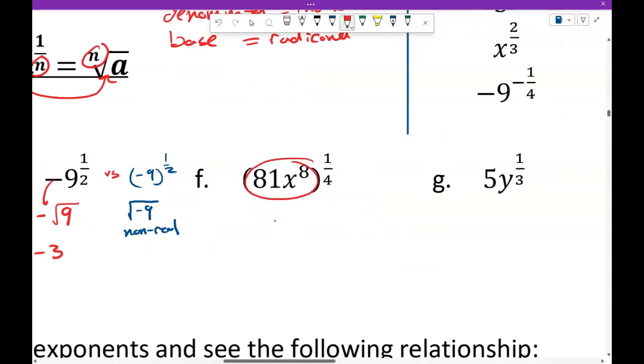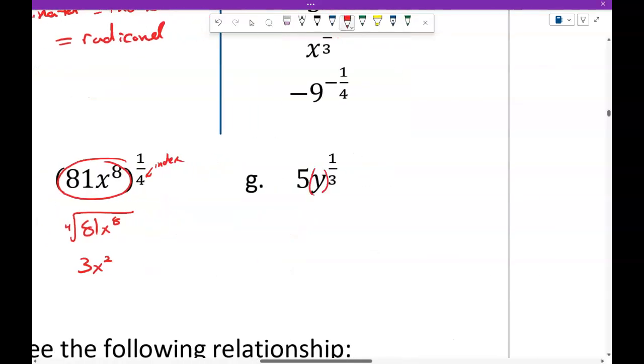All of this is our radicand, and our index is 4, so we have the fourth root. We can take the fourth root of each of these, giving us 3x squared. My base is y, and my index is 3, so we end up with 5 times the cube root of y.